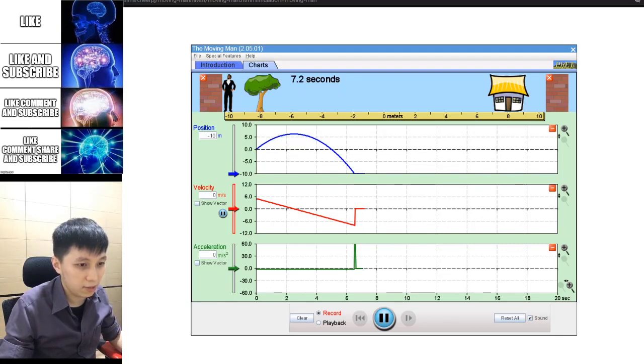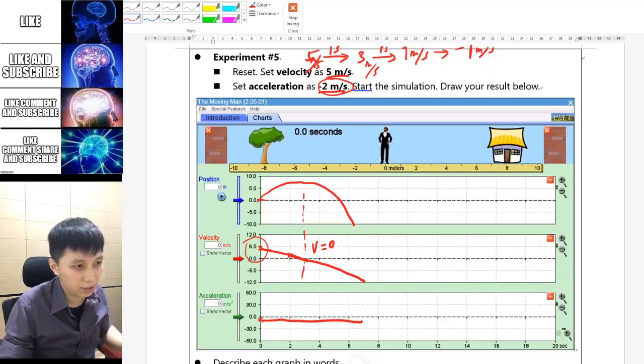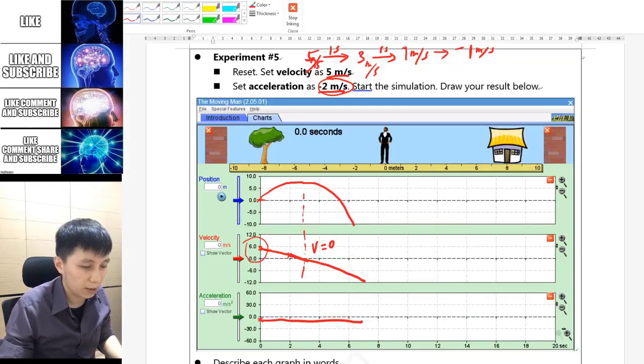Okay, and yeah, I'm quite happy with our prediction here. And yeah, I think they do match. Right, of course I have to draw what happened after I hit the wall, but I think the most important thing is I can predict what happened beforehand. Yeah, I'm happy with this.